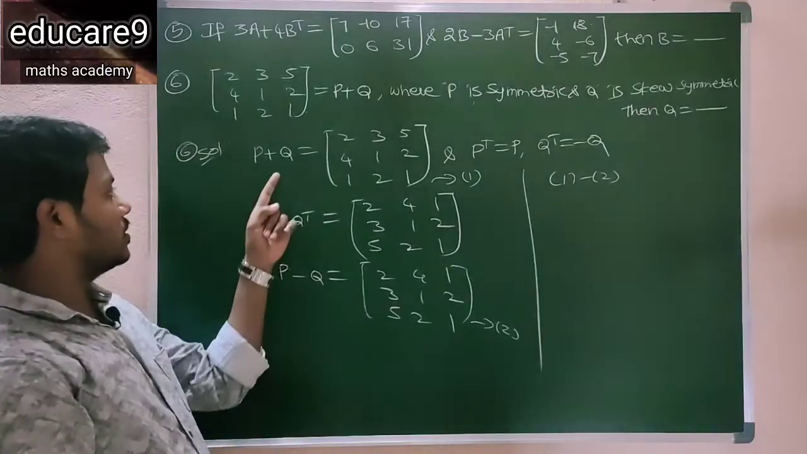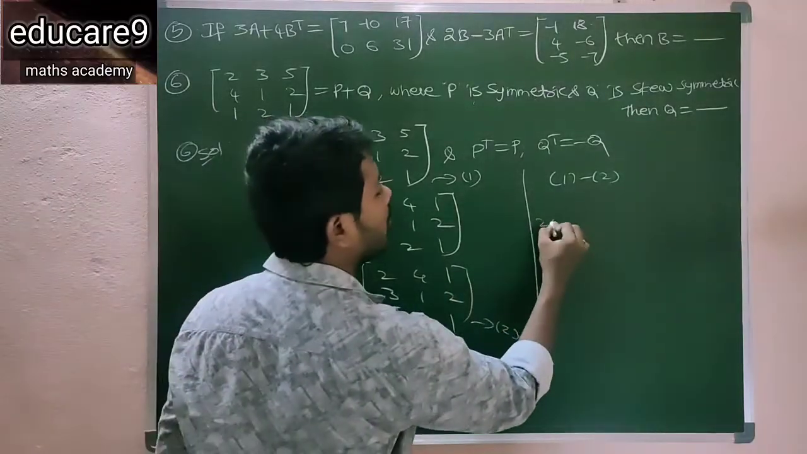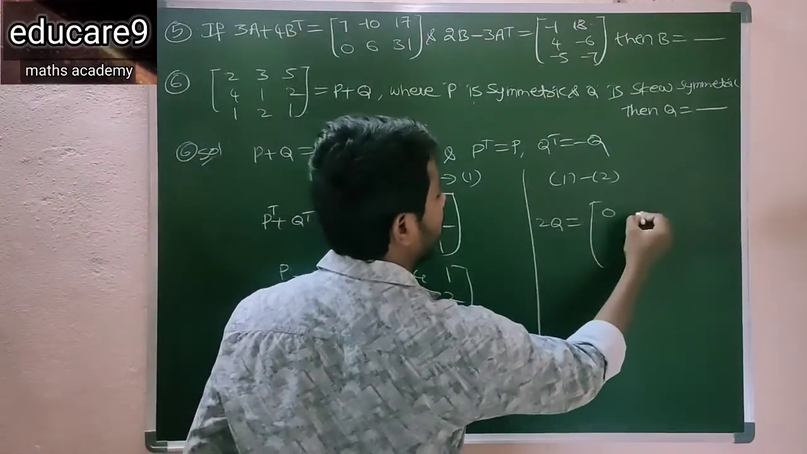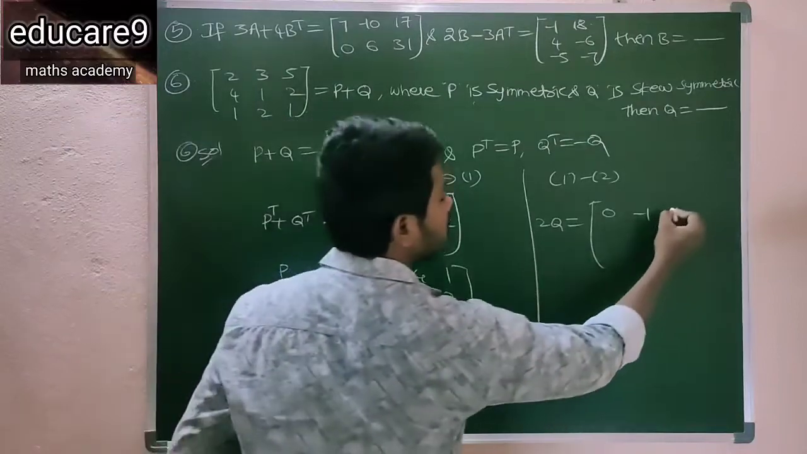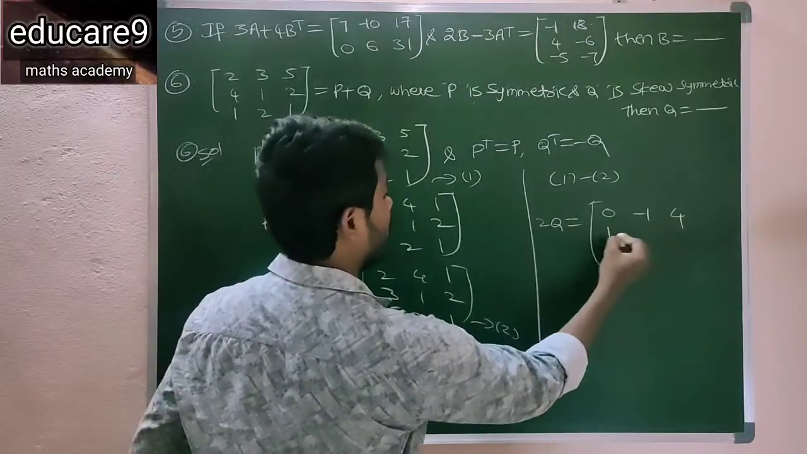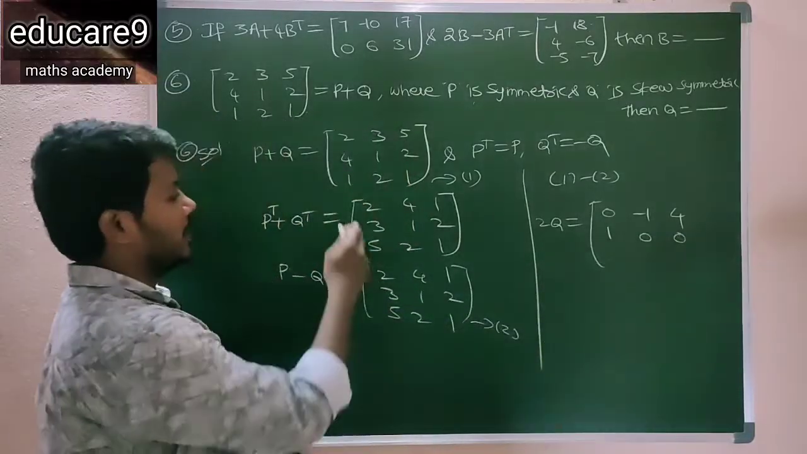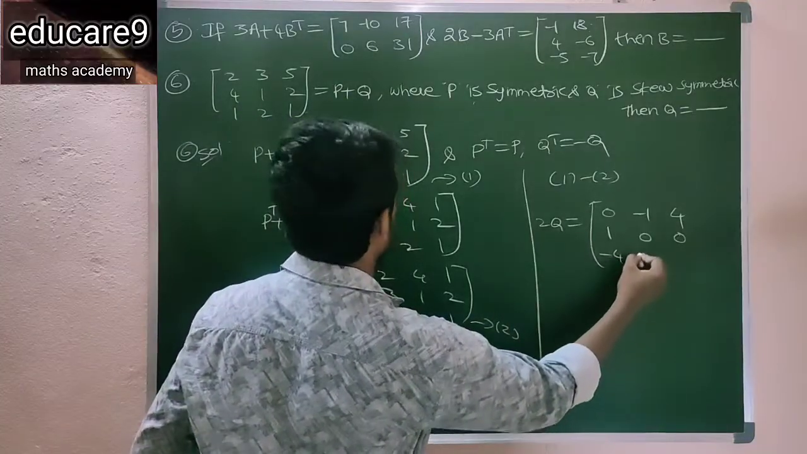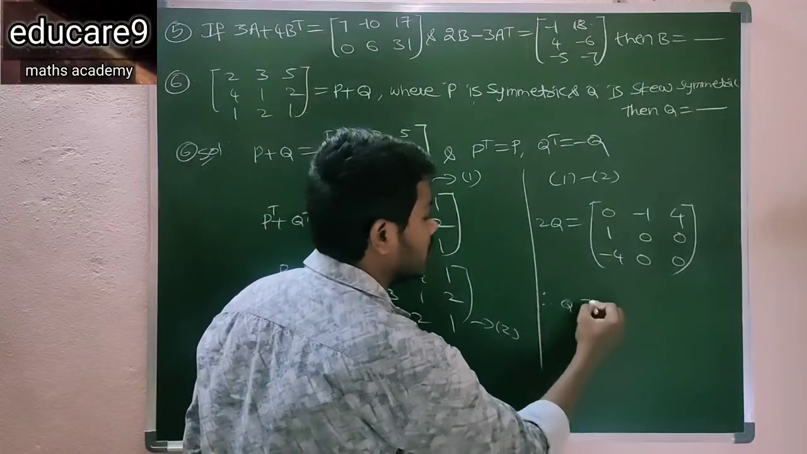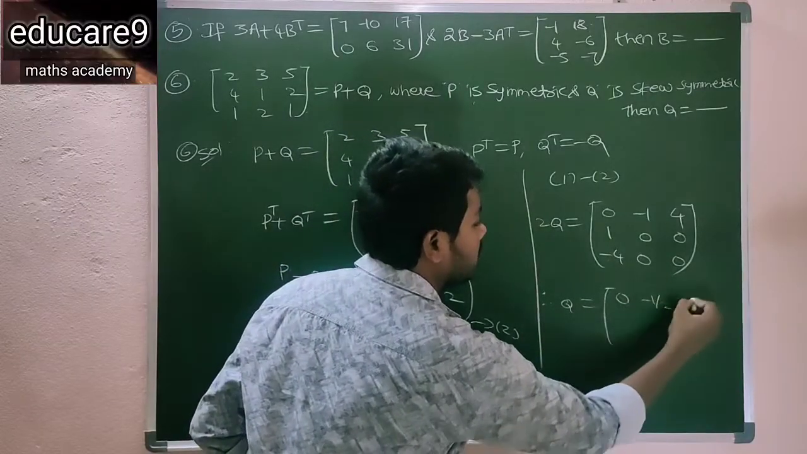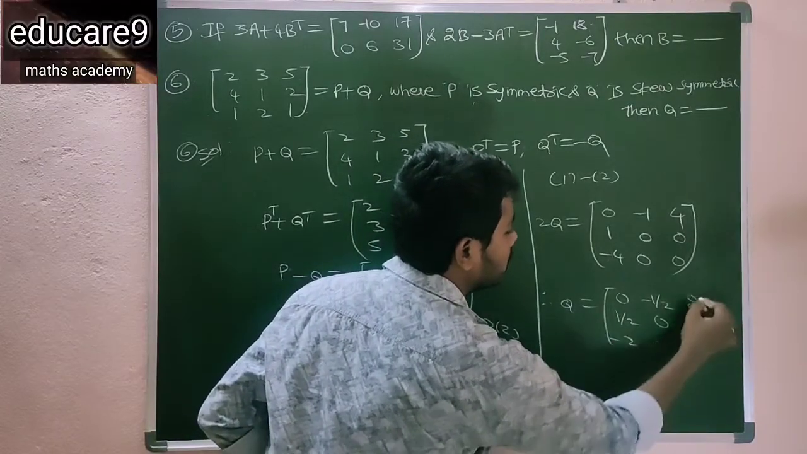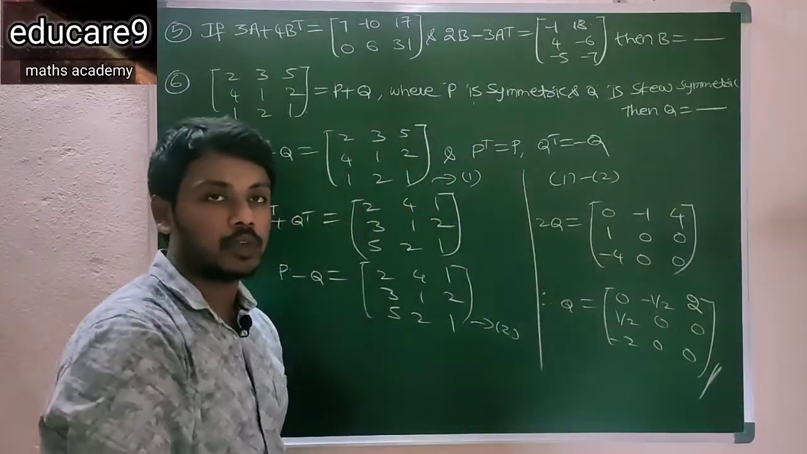So what do you get? Q minus of minus Q, that is 2Q is equal to 2 minus 2, 0, minus 1, 5 minus 1, 4, next 4 minus 3, 1, 0, 0. Next 1 minus 5, minus 4, 0, 0. So therefore matrix Q is what? 0, minus 1 by 2, 2, 1 by 2, 0, 0, minus 2, 0, 0. So this is matrix Q.